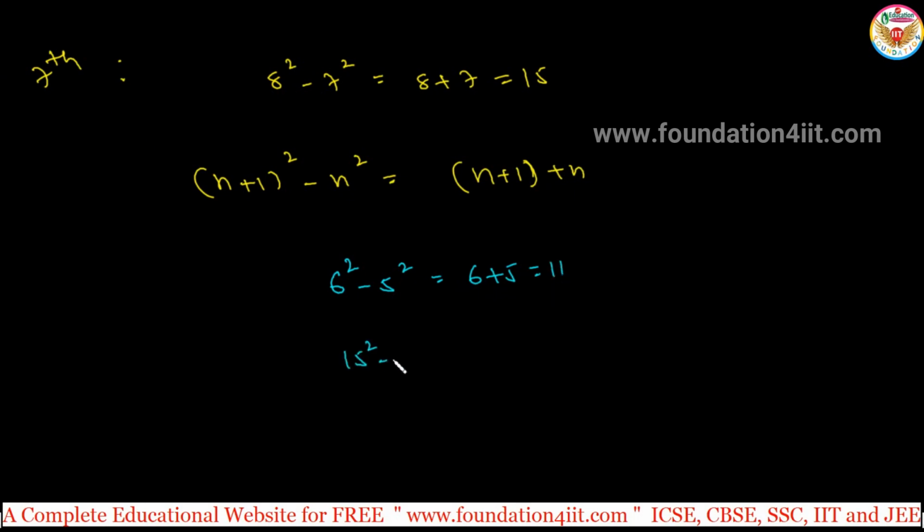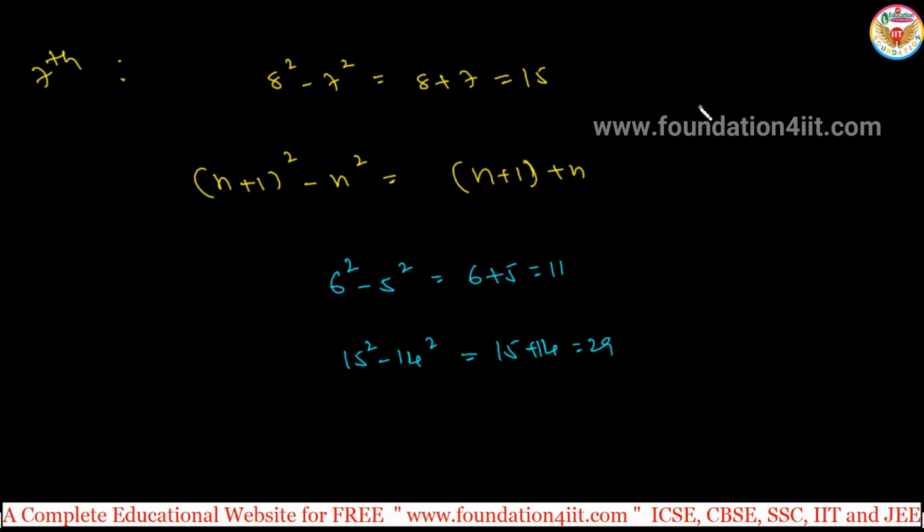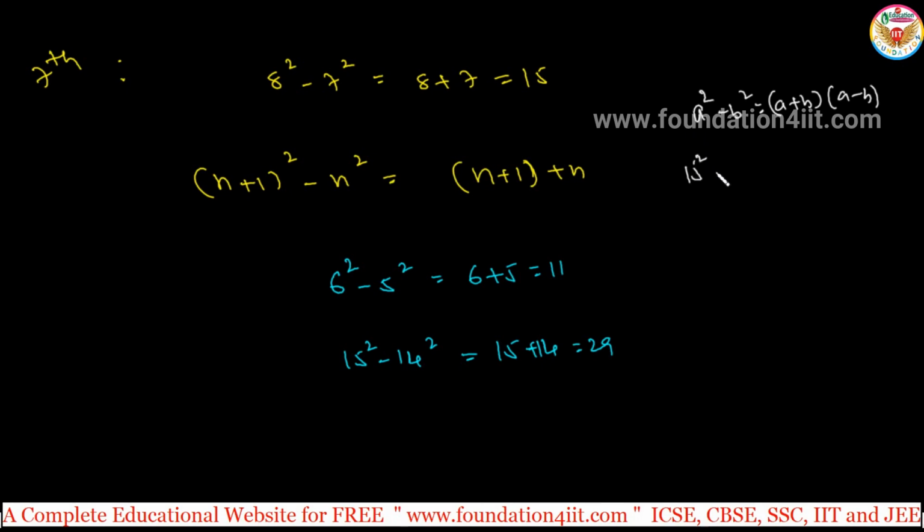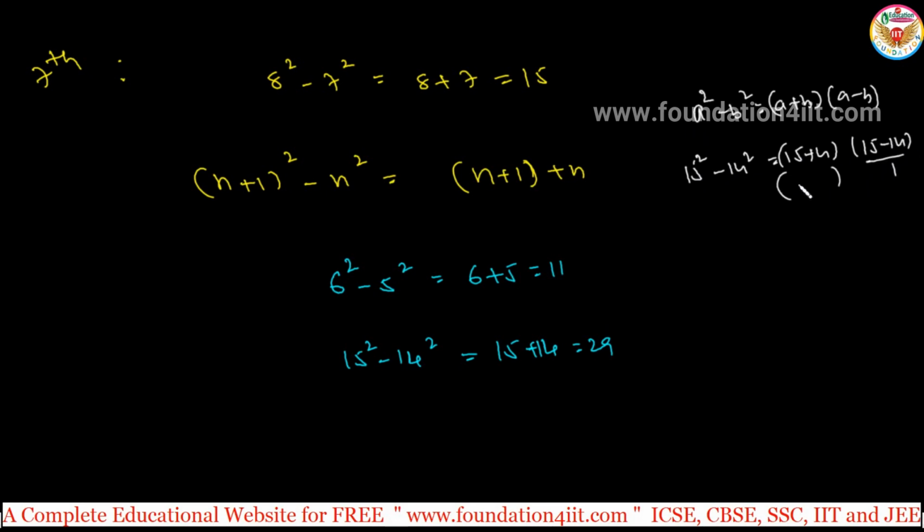Even 15 square minus 14 square, this answer is 15 plus 14, that is 29. Actually, you will get one formula later, that is a square minus b square is equal to a plus b into a minus b. If you take 15 and 14, 15 square minus 14 square, so 15 plus 14 into 15 minus 14. 15 minus 14 is 1, right? So 15 plus 14 is 29. Same we will get. So that rule you can apply.